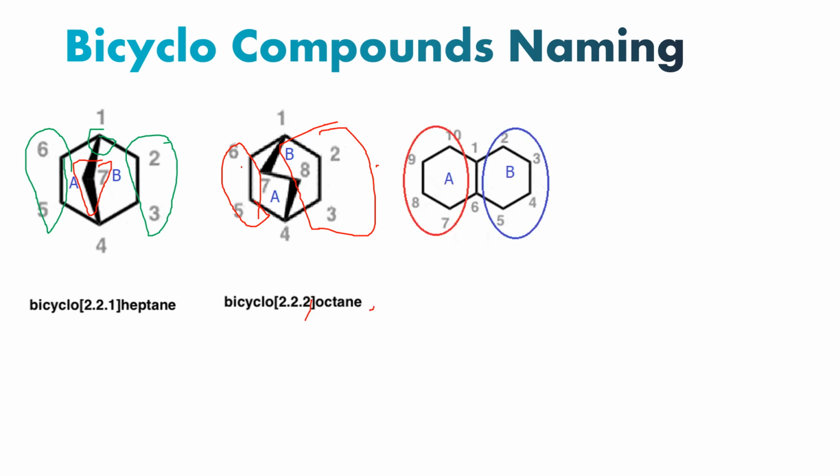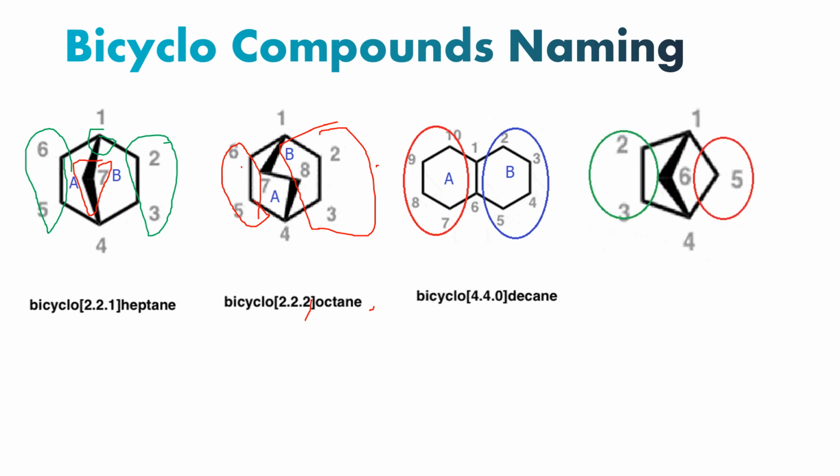Similarly, for other examples also you can give the name. For these two also, because here you can see this is ring A and B. They have different numbers of carbon atoms present.